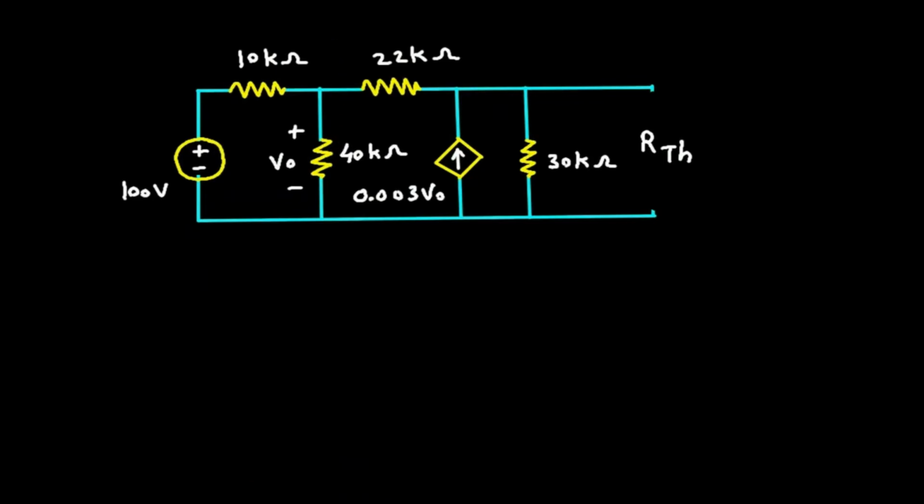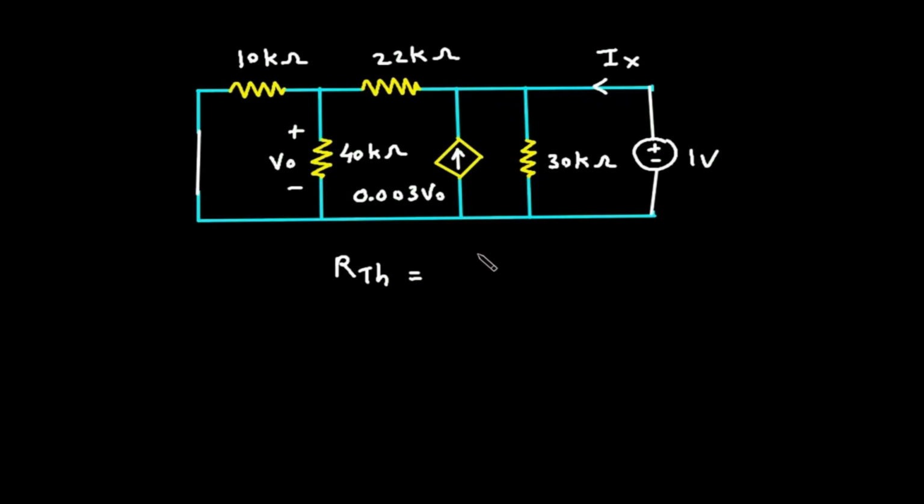Now we will turn off all the independent sources. So this is the voltage source. This will be turned off and short circuited. Here we can see this is a dependent source. So to find RTH, we will consider a 1 volt voltage source here. This will be positive, this will be negative, this will be 1 volt. Let's say this is current Ix. So therefore RTH will be equal to 1 volt divided by Ix.